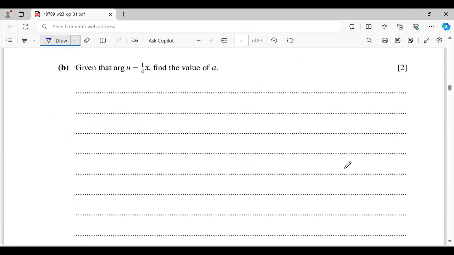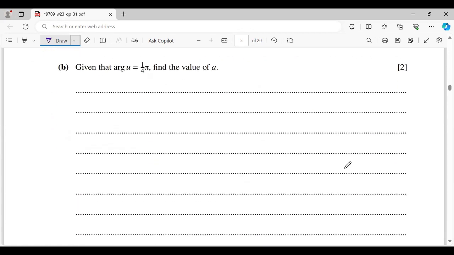Given that argument u equals 1 over 4 pi, find the value of a. So if argument u equals 1 over 4 pi, we're going to find a.